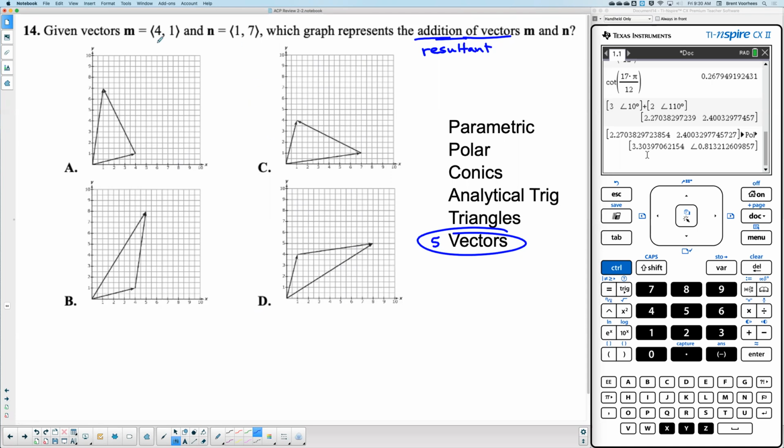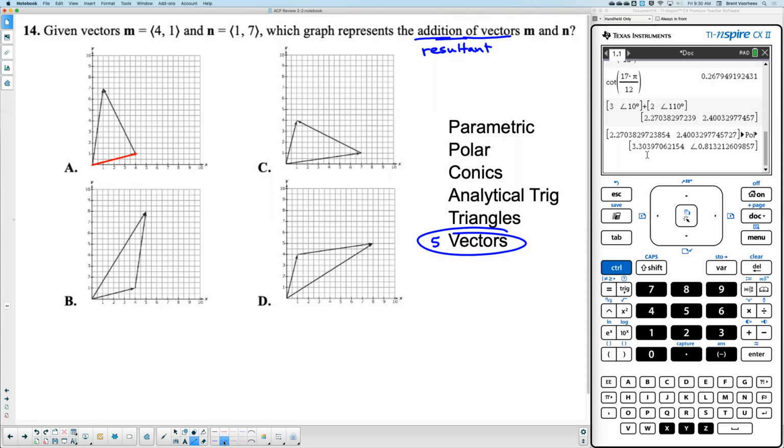So here, it says vector 4, 1. What would that look like if it was 4, 1? 4 to the right, 1. Perfect. 4 to the right. I'm going to use answer choice A. 4 to the right, 1 up. And the second is 1, 7.